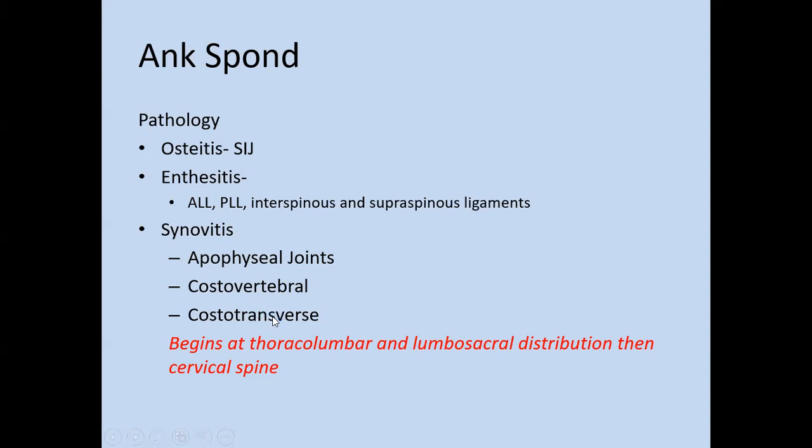So if you are reporting MRI scan of the spine on a patient with spondyloarthropathy, these are the areas that you are going to be looking at: the sacroiliac joints, all the ligaments, and all these joints as well. So this is how you would normally interpret and detect active disease in the spine. Ankylosing spondylitis typically starts at the thoracolumbar spine, then progresses to the lumbosacral spine and the cervical spine. The cervical spine is the last part of the spine that will be affected by ankylosing spondylitis.